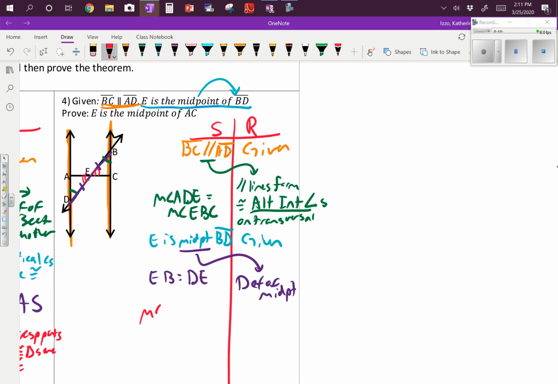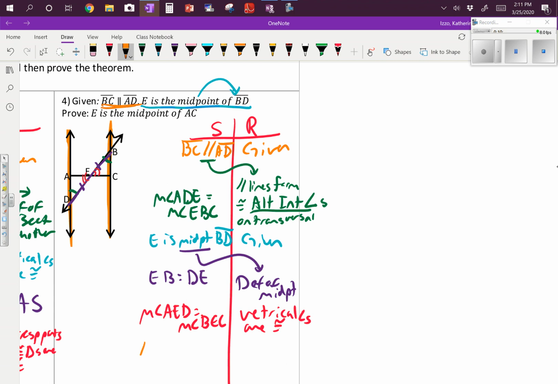So measure angle AED equals measure angle BEC by vertical angles are congruent. Okay, so we can now prove that the two triangles are congruent.